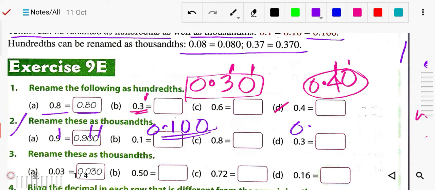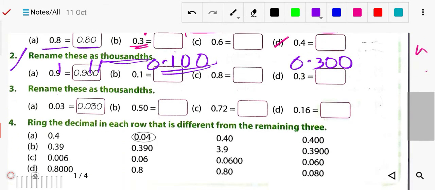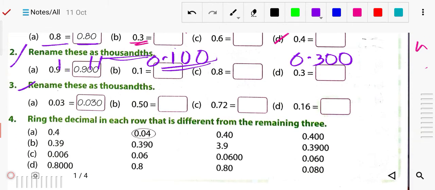Here 0.3 is the tenth place only, so we have to write up to the thousandth. One more zero we add, it will be the hundredth, and one more zero we add, it will be the thousandth. Very easy, you can do it. Third question, rename these as thousandths. Tenths and hundredths are already given, so one more zero will make it the thousandth.